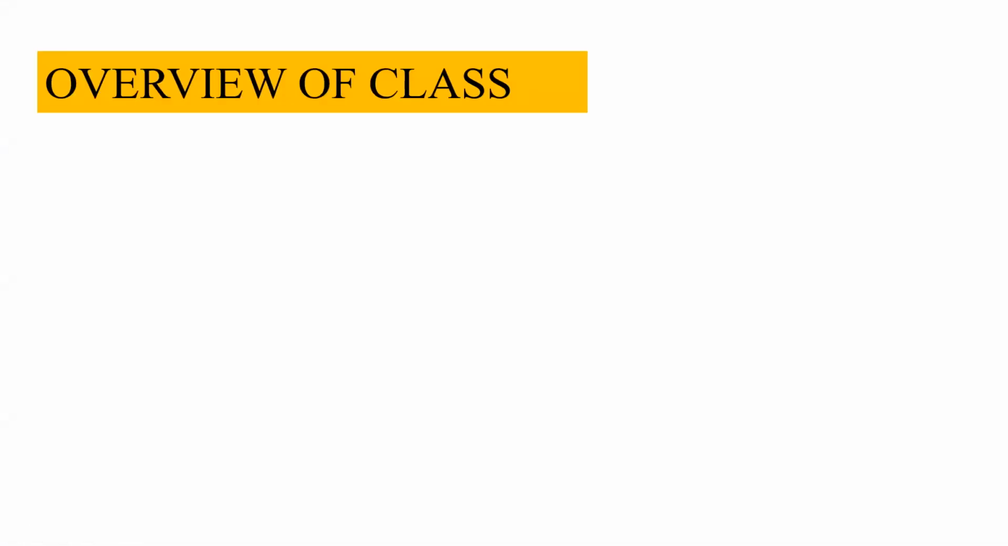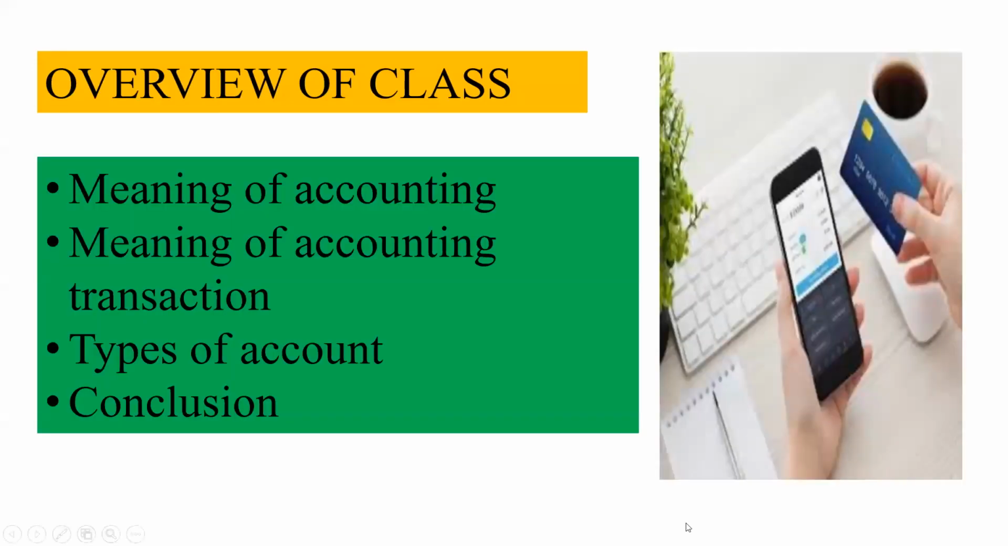So, overview of the class today. What we are going to learn is the meaning of accountancy, because already in 1 week we have seen the different types and all the basics. But from today onwards, we are going to get into the second layer of accountancy to understand what is accountancy and what is a transaction. See here, the meaning of accounting we are going to learn today, the meaning of accounting transaction, and types of account. Then we are going to conclude it today. So one by one we are going to see.